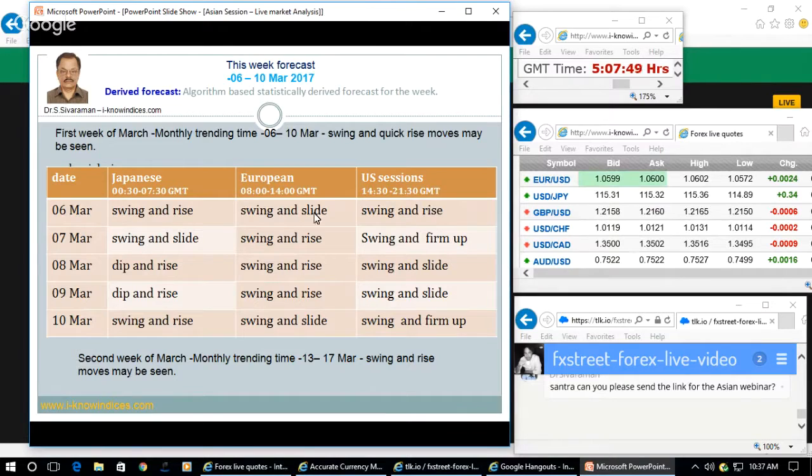So today they are expected to make the swing and firm up move during the Japanese session, and then they are expected to make a slide before the non-farm payroll release around 13:30 GMT. Then they are expected to gain the levels towards close and start making a firming up move. And from next week onwards, we'll come across more aggressive gains happening after the interest rate decisions.